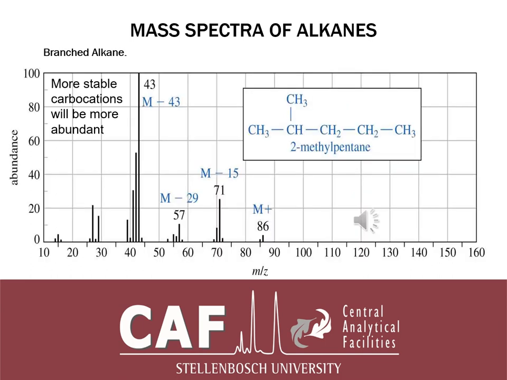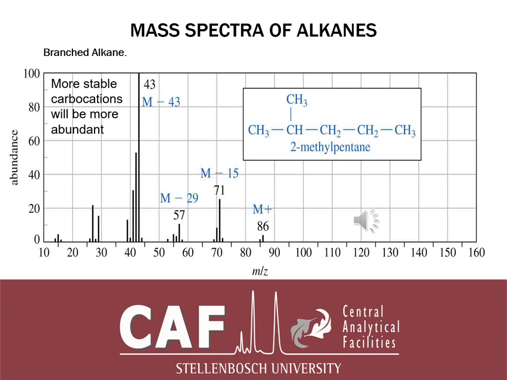Now also, if we look at the mass spectrum of a branched alkane, in this case 2-methylpentane, with a molecular weight of 86, the fragmentation will happen where the simplest fragmentation always happens, where the CH3 is lost on the right-hand side of the molecule. In this case, you lose CH3, and 86 minus 15 gives us 71.